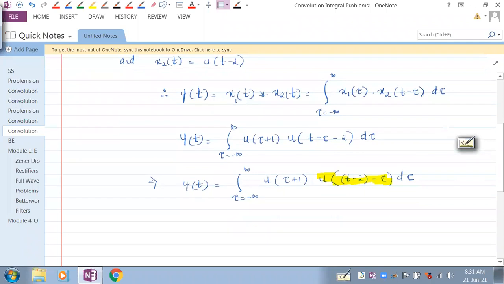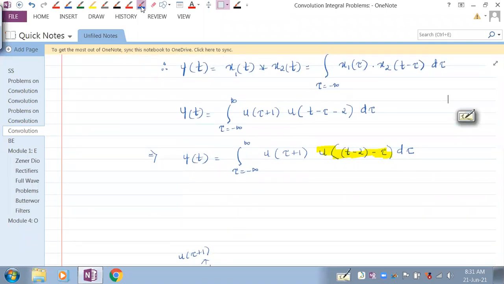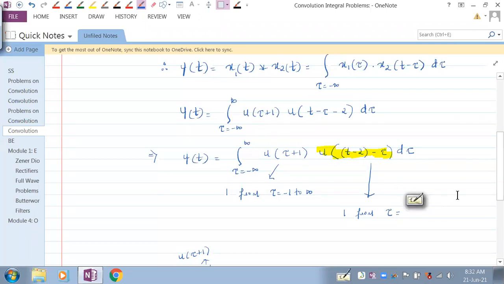Now let's just identify these signals. What is this signal? U of tau plus 1. This signal is 1 from tau equal to -1 to infinity. What is this signal? This signal is 1 from tau. Anybody would like to go with that? What is this signal? Can you identify this? This is with respect to tau.